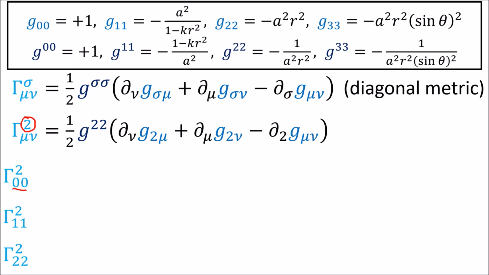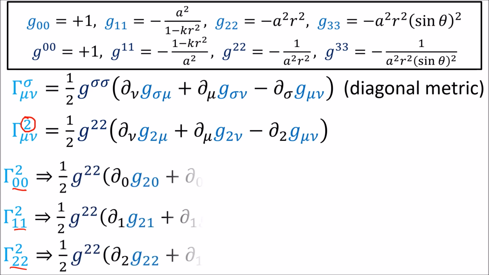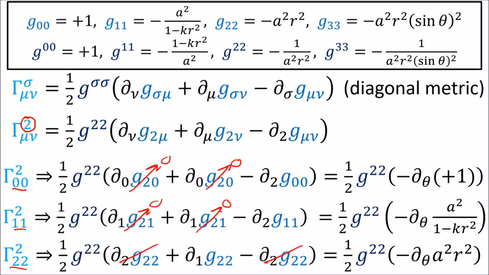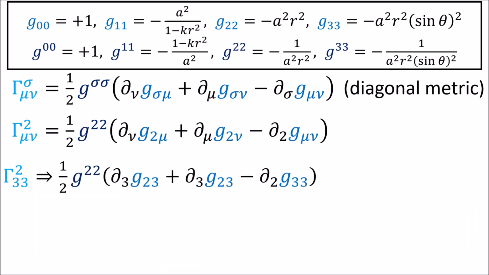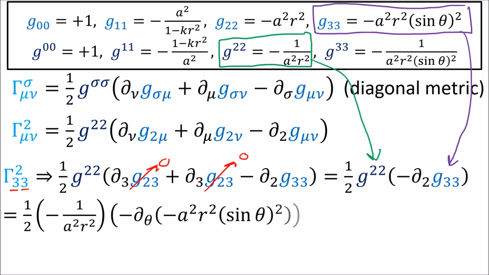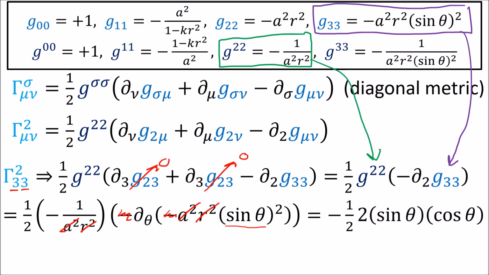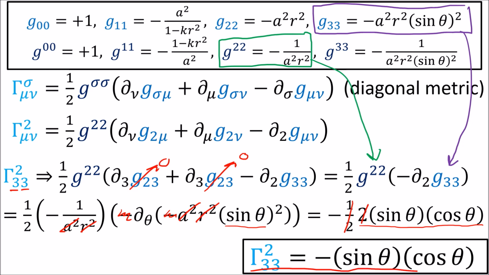If we look at the cases with 0, 0, 1, 1, and 2, 2 on the bottom, after setting the off-diagonal terms to 0, we just get the theta derivative of expressions that don't involve theta, so they all go to 0. However, with 3, 3 on the bottom, the off-diagonals go to 0, and we get the theta derivative of a term that does involve sine theta squared. After taking all the non-theta terms out, they cancel with each other, and the derivative of sine theta squared becomes 2 sine theta times cosine theta. Canceling 1/2 and 2, we get that gamma 233 equals negative sine theta times cos theta.